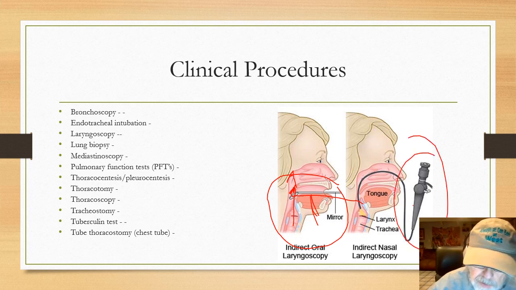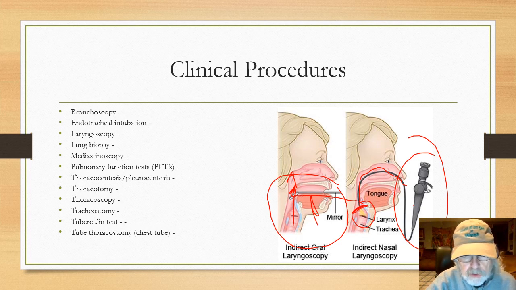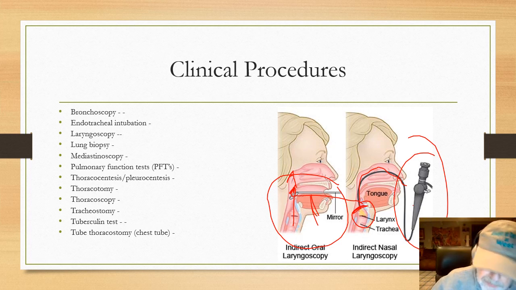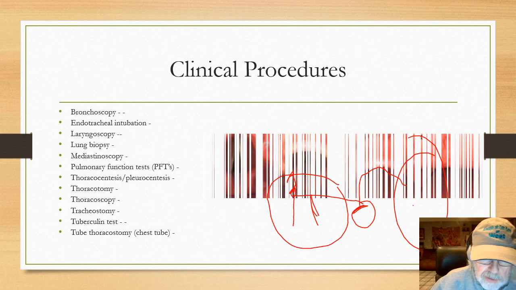Nowadays, much simpler. Just use a fiber optic tube, passes up the nose. When it gets up the nose, goes down the back of the throat, and guess what? You have a little camera right in the end right there, and you take a nice little view of the larynx right down there, and that's just called laryngoscopy.